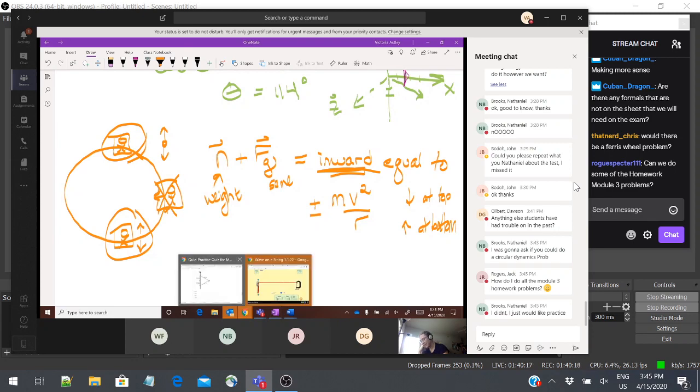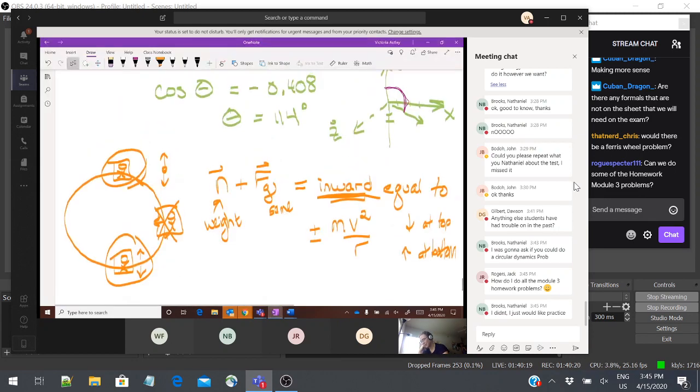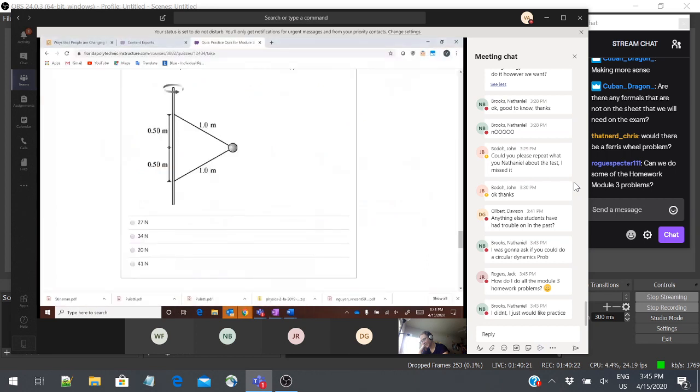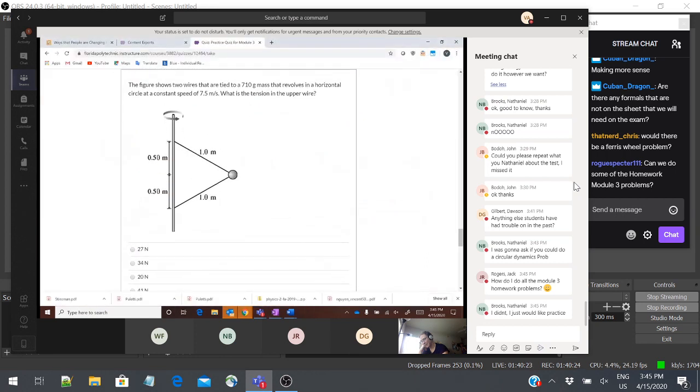Let's hop back over here. This is a circular dynamics problem. This is a non-trivial one. Stare at that one for a second and tell me what you think you would do to start this question.